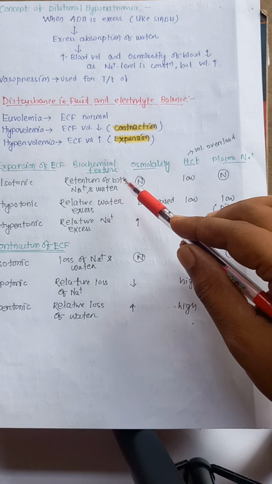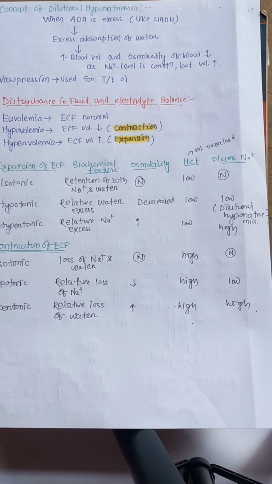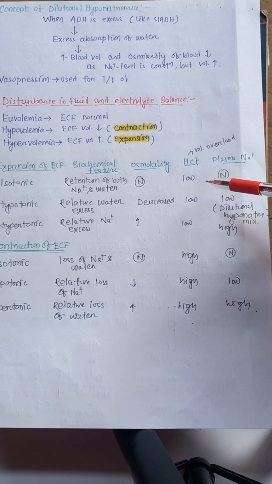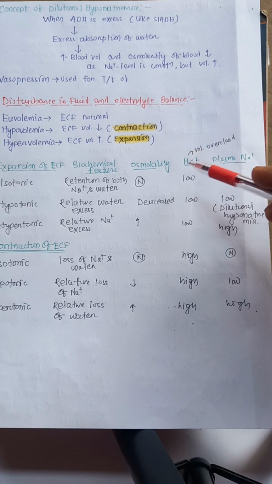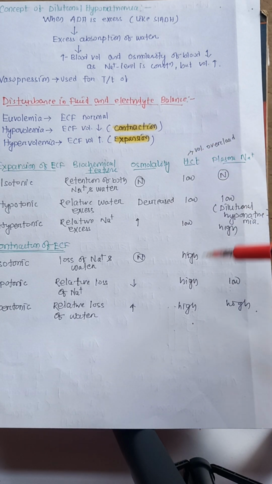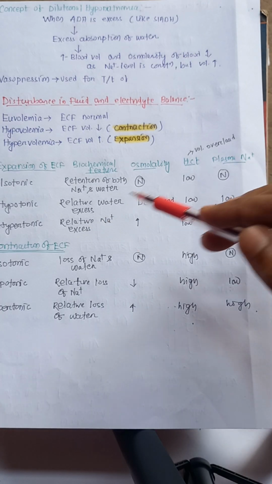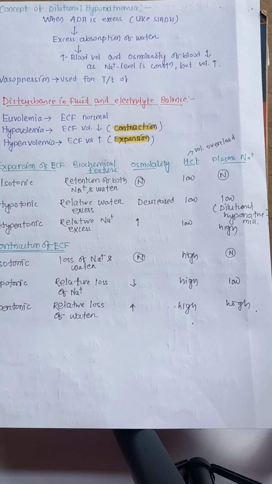Isotonic means retention of both sodium and water takes place. Osmolarity is normal, that means there is no change in the ratio of water and sodium. Hematocrit is low. See, hematocrit is nothing but packed cell volume. If the volume increases, it definitely decreases. So hematocrit decreases in cases of expansion and increases in cases of contraction. Here you will know whether there is hypervolemia or euvolemia by measuring the hematocrit value.